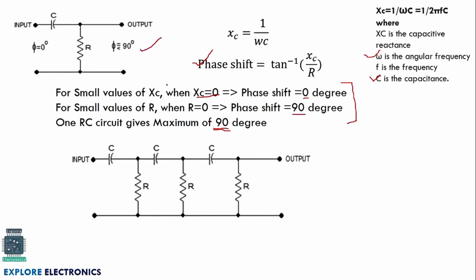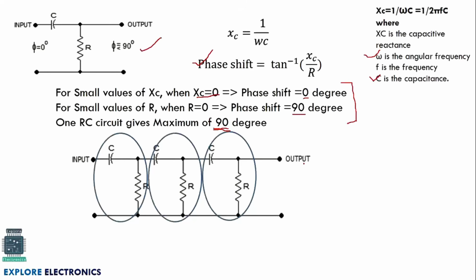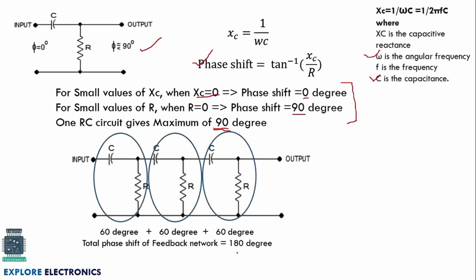That's why three such pairs are going to be used. Here you can observe these three pairs are going to provide 60 degree, 60 degree, 60 degree. The total phase shift will be 180 degree. Or the RC network is going to be designed to provide 45 plus 45 plus the remaining, so that the overall phase shift should be 180 degree. This is how the RC network is going to provide a phase shift.